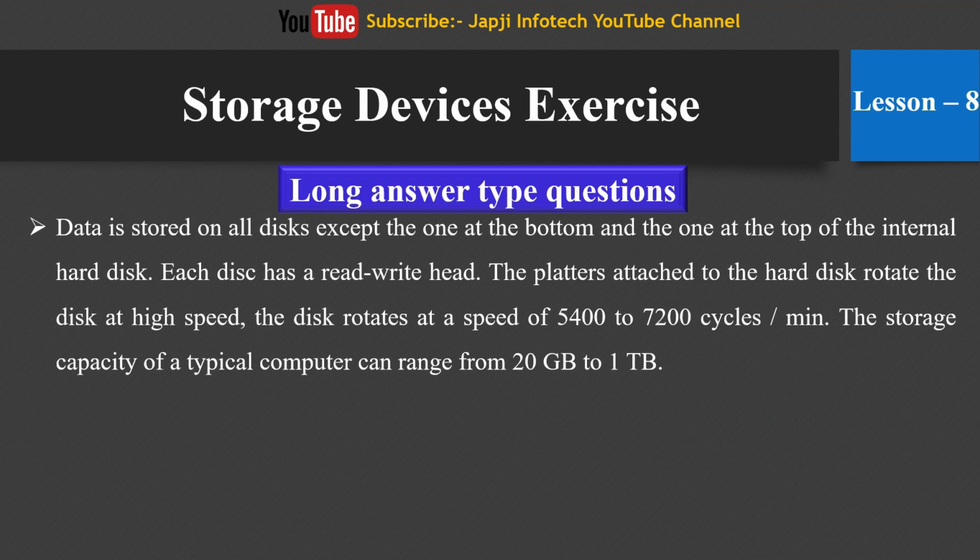Data is stored on all disks except the one at the bottom and the one at the top of the internal hard disk. Each disk has a read-write head. The platters attached to the hard disk rotate the disk at high speed. The disk rotates at a speed of 5400 to 7200 cycles per minute. The storage capacity of a typical computer can range from 20 gigabytes to 1 terabyte.